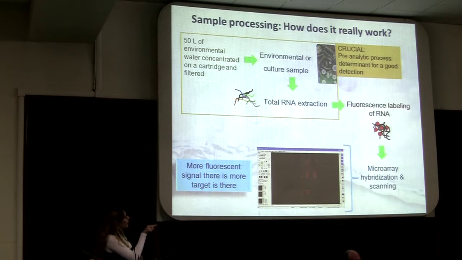Then you do the total RNA extraction, and all the steps are as crucial as the analytical stage. If you do have some troubleshooting with that, you can't go through. It's a go/no-go. Then you've got the fluorescence labeling of RNA, the microarray hybridization, and then the scanning, and you have the signal of the spots which are positive. The more fluorescent the signal, the more target there is. So that's the whole process we realized during this microarray project.